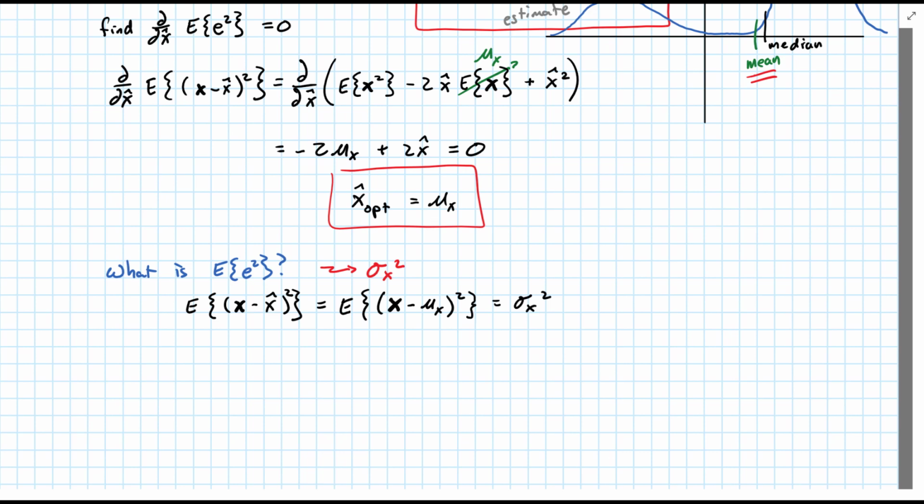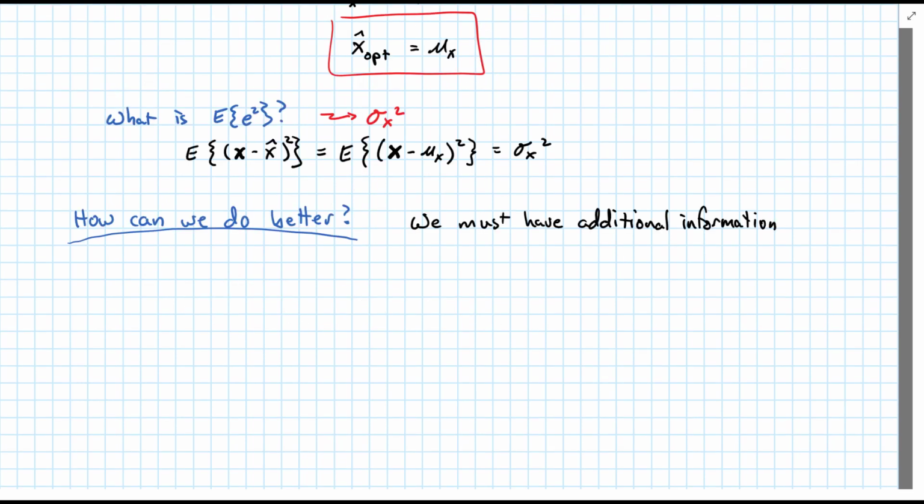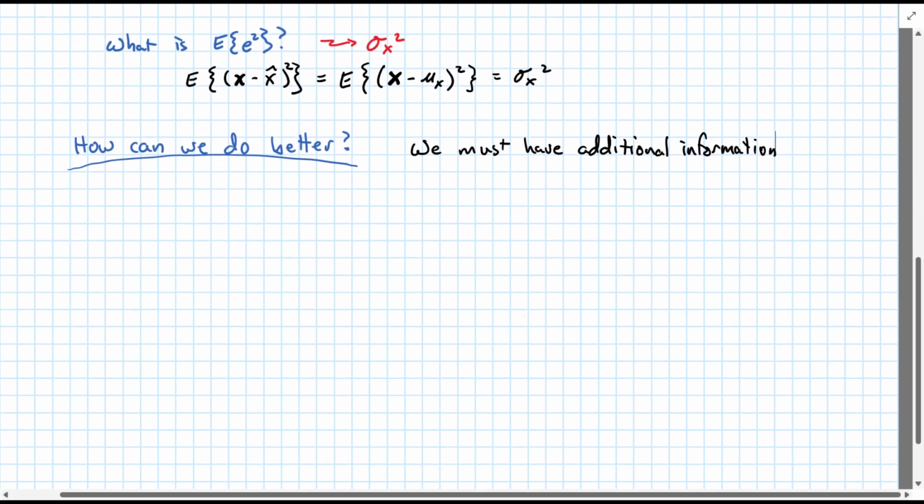And this tells us that the best we can do is get rid of the mean, and from there the randomness of the random process defines everything. Can we do any better than this? How can we do better? Well, not surprisingly, to do better we must have some additional information. So what could that additional information look like?